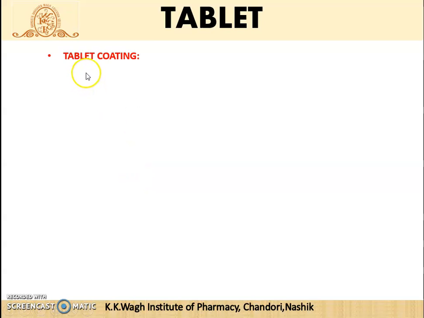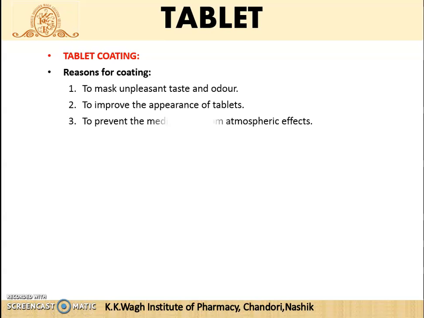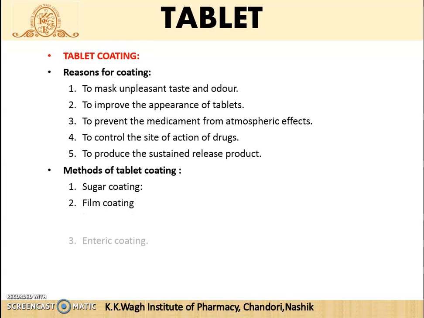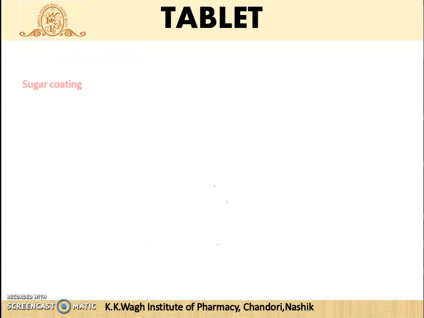After that we see the tablet coating. Before seeing it, we see some reasons why tablet coating is necessary: to mask the unpleasant taste and odor, to improve the appearance of the tablets, to protect the medicament from atmospheric effects, to control the site of action, to produce the sustained release product. There are three types of tablet coating: sugar coating, film coating, and enteric coating.